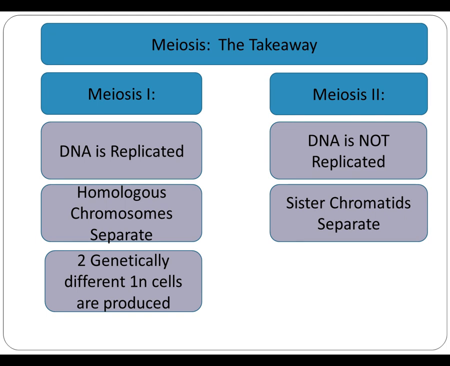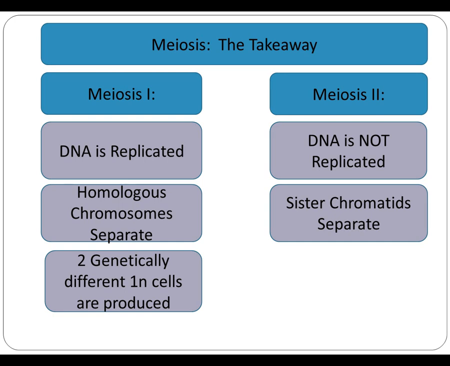So it'll look like that, typical XY lining up in the middle. So just repetition. Which type of chromosomes separate during meiosis 2? Sister chromatids separate following meiosis 2.